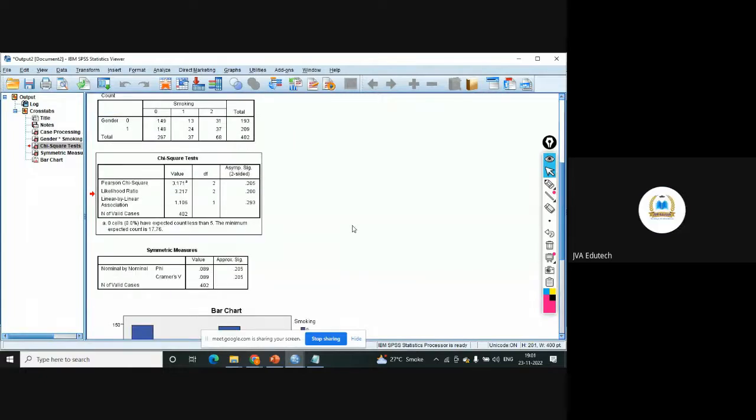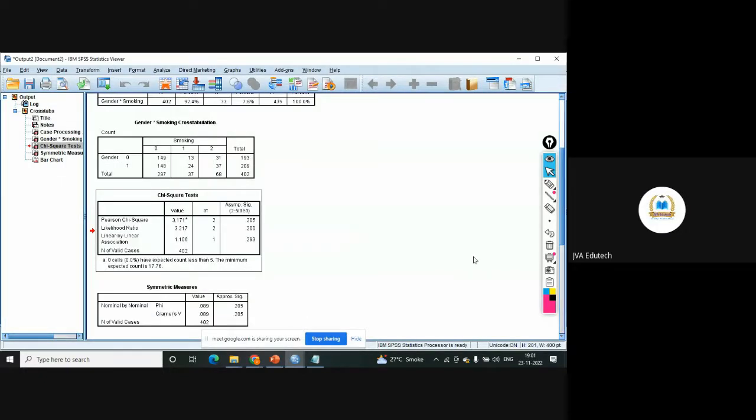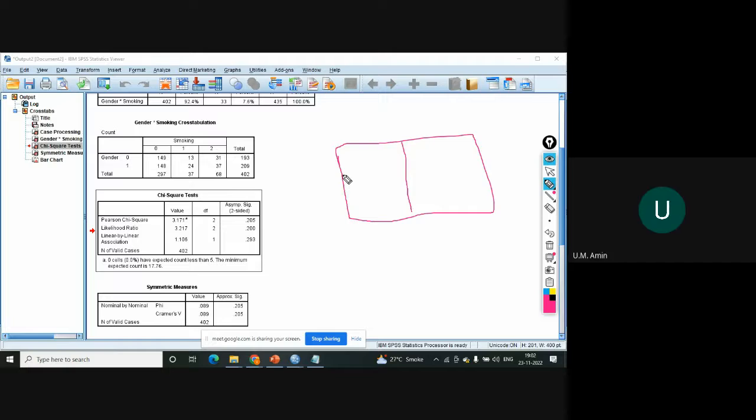Let me draw it for you. So we had smokers, non-smokers. If I put male, female, and then we will be having three categories: non-smokers, past smokers, and current smokers. So we'll have a 3 by 2 matrix. So six cells we will be having.